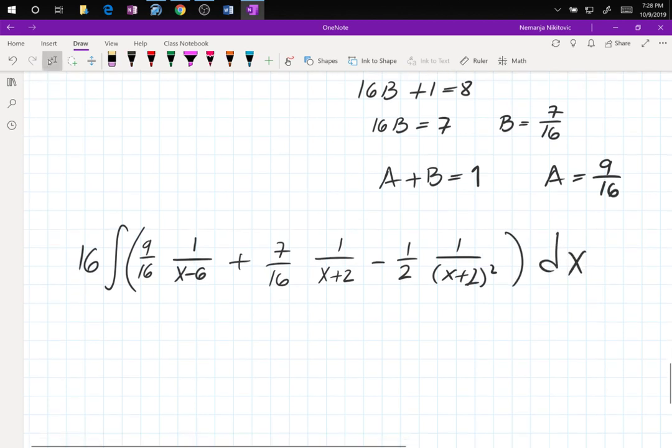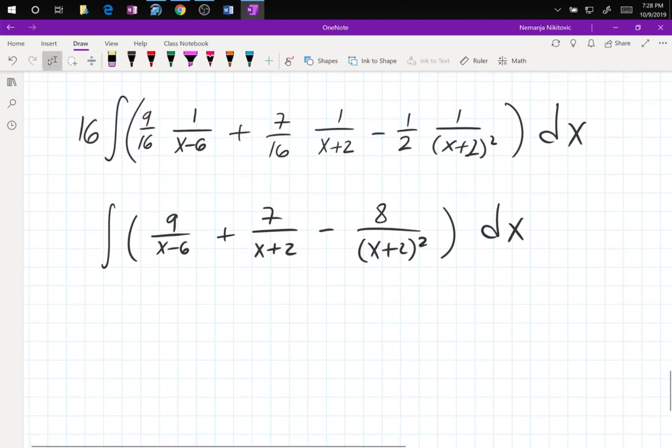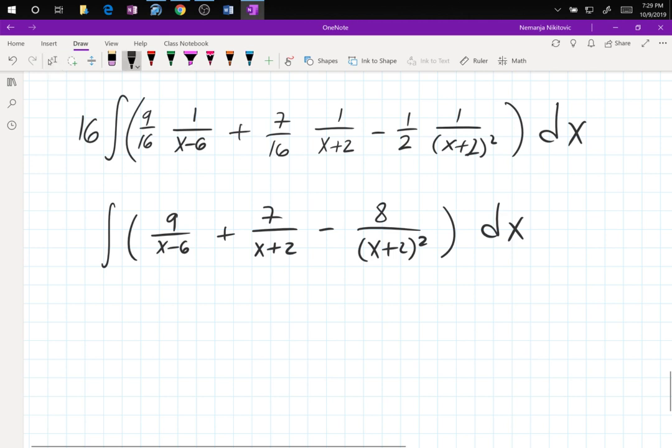Perfect. Multiply through by 16, and we have the integral of 9 over x minus 6 plus 7 over x plus 2 minus 8 over x plus 2 squared dx. The first one is what when you integrate? 9 ln of absolute x minus 6, plus the second one is 7 ln of x plus 2. And now what?